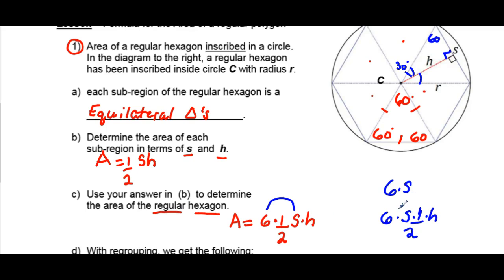Regrouping, rearranging. What is 6S with regards to this diagram? There's S, and now I'm saying I have 6 of them. 1, 2, 3, 4, 5, 6. You're right. That's the perimeter. 6S equals the perimeter. I'm now going to replace the 6S with the word perimeter.